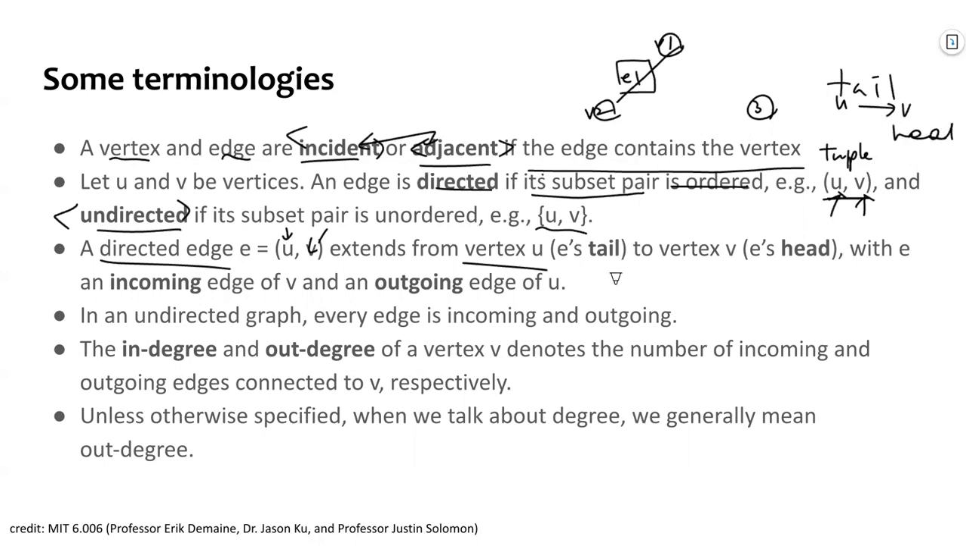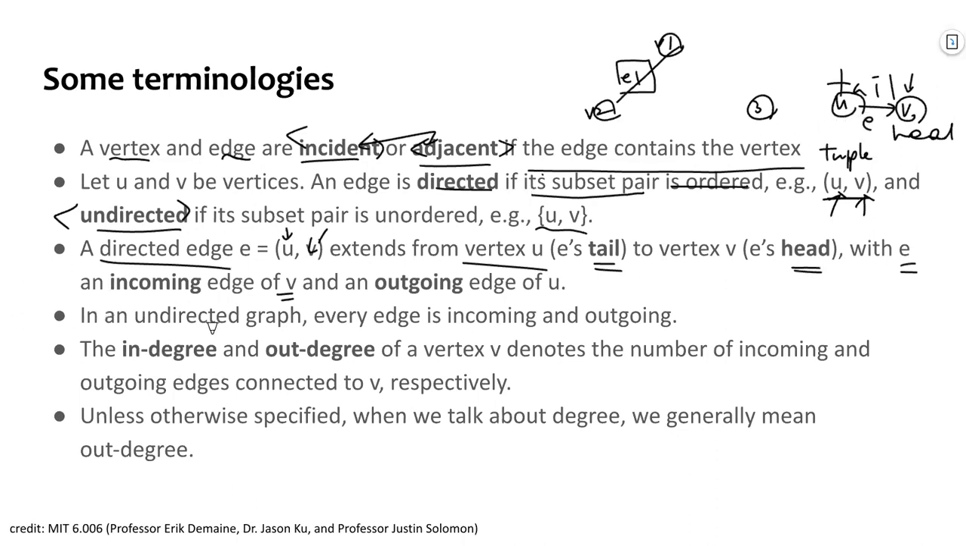So the starting point is called tail and the end point is called head. Another term is that the edge E is an incoming edge of V. This is very intuitive because the edge is pointing to the node V. So we say this edge is an incoming edge for node V, and this E is an outgoing edge of U. So these terms are quite intuitive.